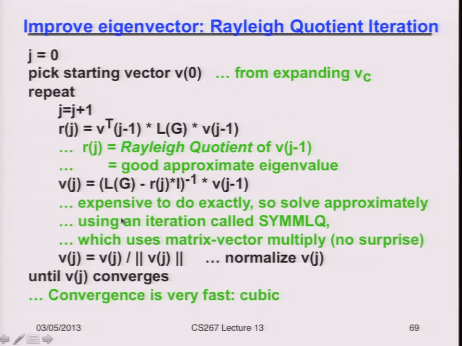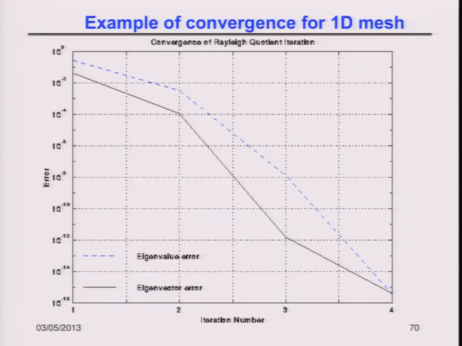And this is a classical algorithm, and it triples the number of correct digits at every step. So it's cubically convergent. Here's a convergence plot just to show you. I'm showing you the convergence for the eigenvalue in the blue dotted line and for the eigenvector in the black line. I start with 1 digit, and after one step, I get 3 digits, and then I get 8 digits, and then I run out of precision, right? Because I can't get 24 digits. I'm only running in double. So we don't run this algorithm very long.